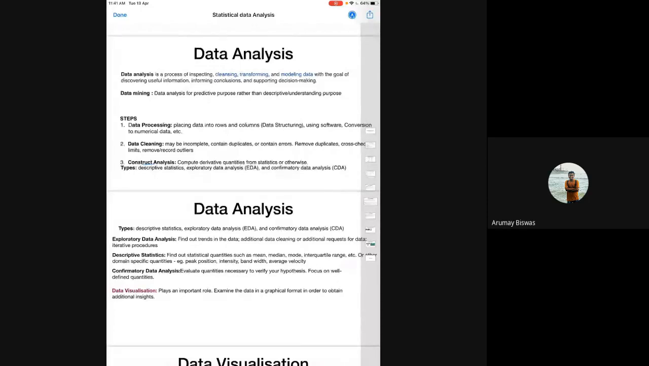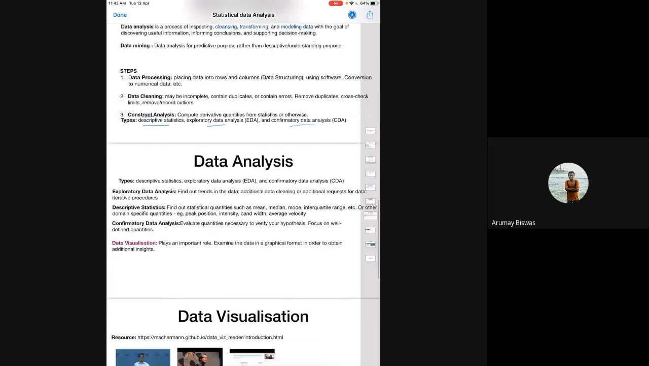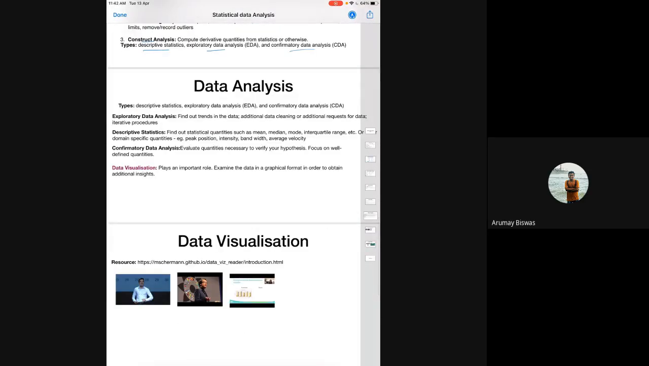And this is, of course, related to the aim of your data analysis. So there are three basic types of data analysis related to the aims that we spoke about. So it can be descriptive statistics, where you just talk about the trends that you see, or report certain quantities, we'll come to that. Then there is exploratory data analysis and confirmatory data analysis. So let's look at what the important things are there.